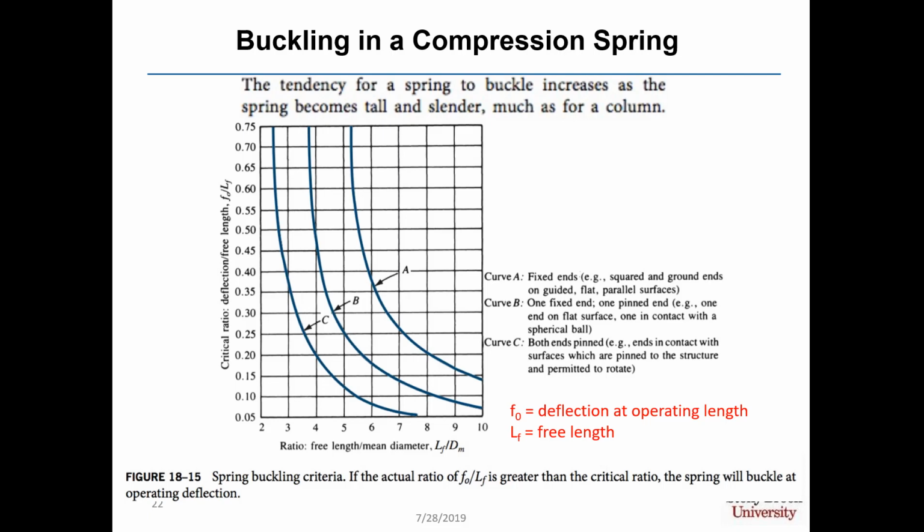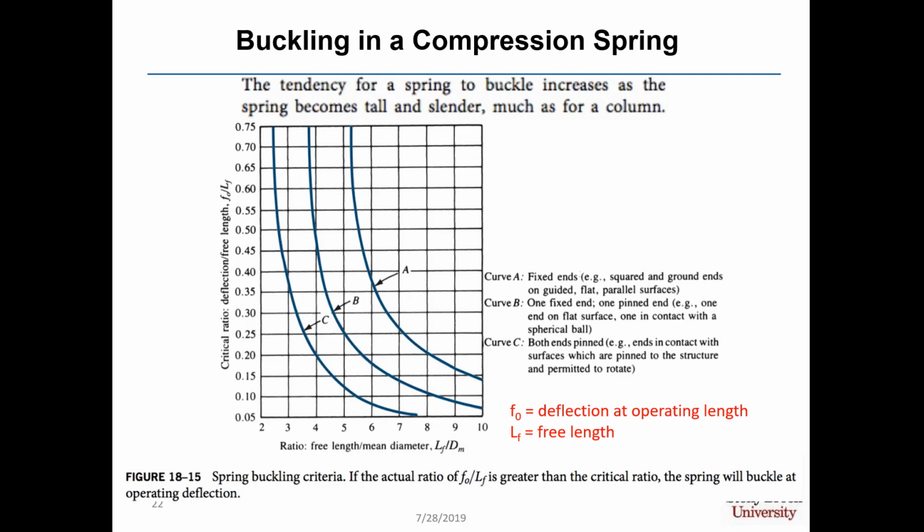On the y-axis, you plot the ratio of small f sub 0 divided by capital L sub small f, where small f sub 0 is the deflection at operating length, and capital L sub f is the free length. And on the x-axis, you plot the ratio of the free length to the mean diameter. You have 3 curves for different types of spring end conditions, where curve A, fixed ends, which is squared and ground ends on guided flat parallel surfaces, is by far the most common.